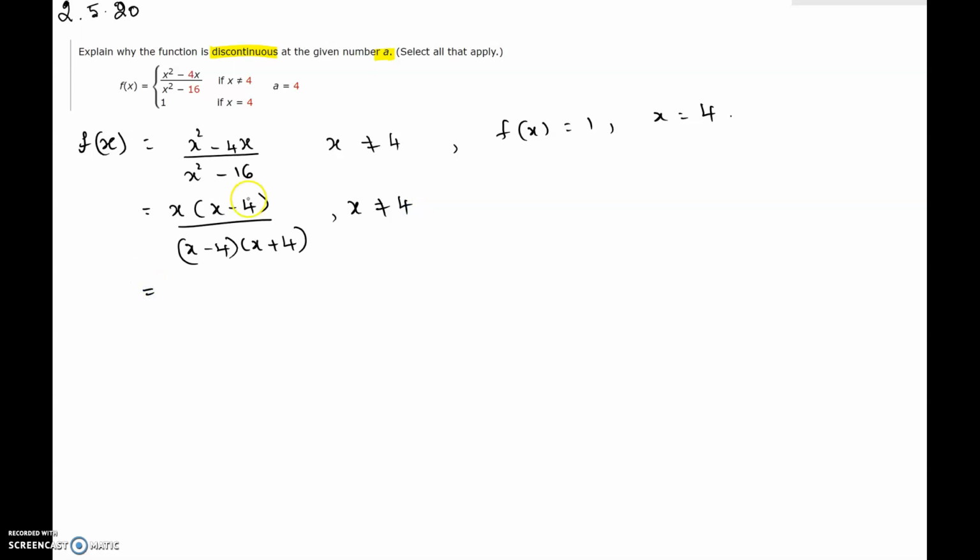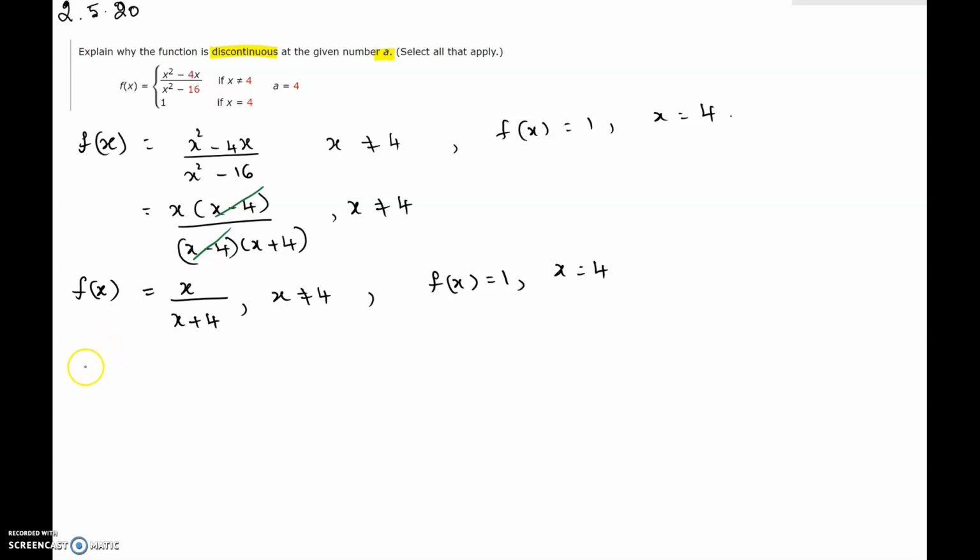So by crossing out the x minus 4 factor, we get f of x equal to x divided by x plus 4 whenever x is not equal to 4. And when x equals 4, f of x equals 1. So the question is, why is it discontinuous at the point a equal to 4?